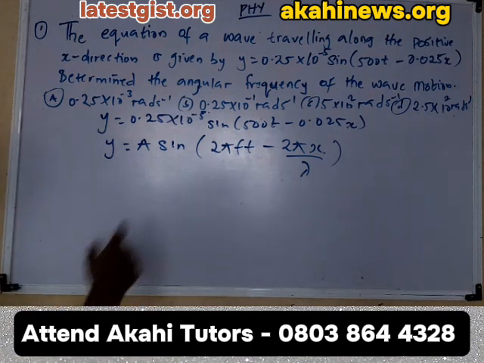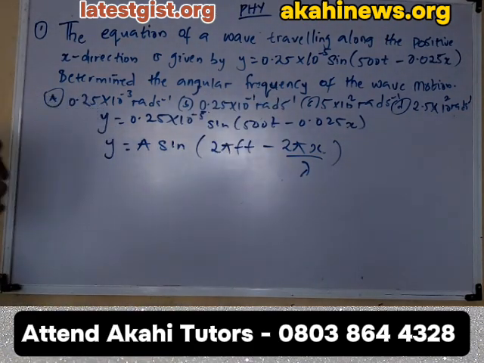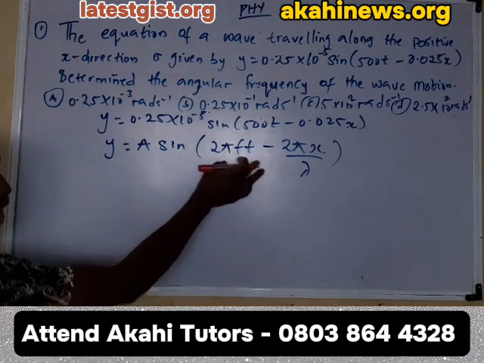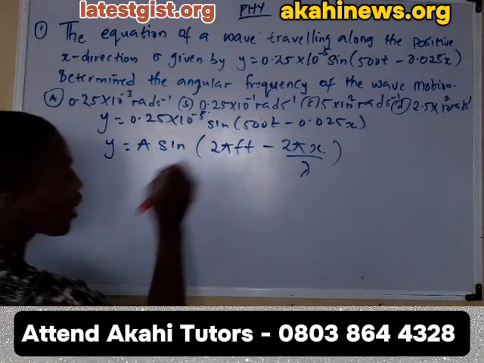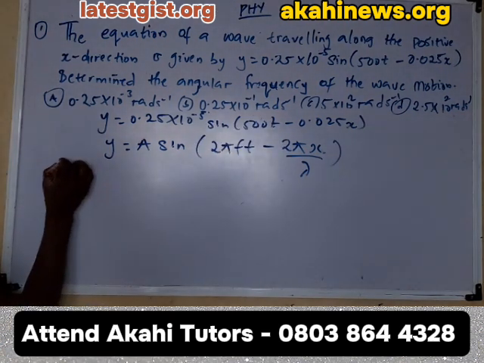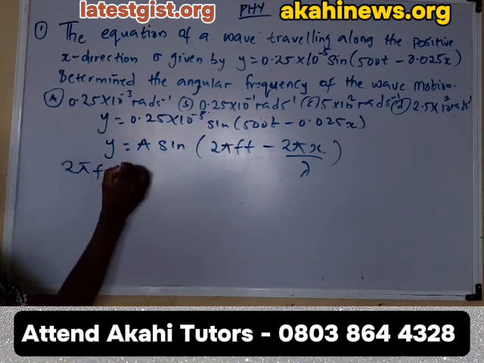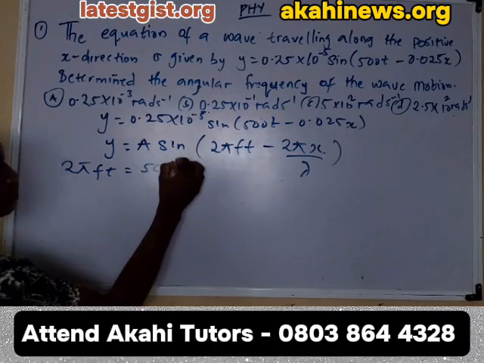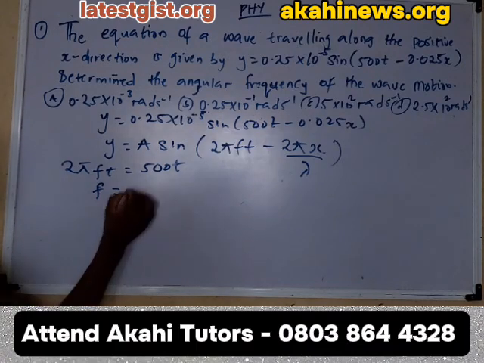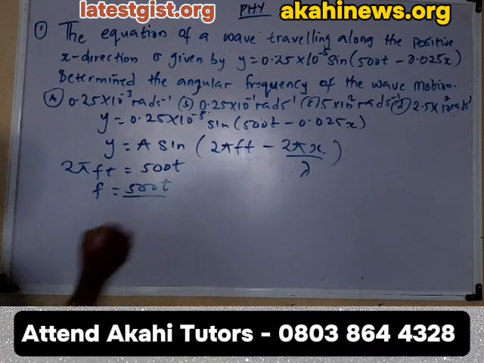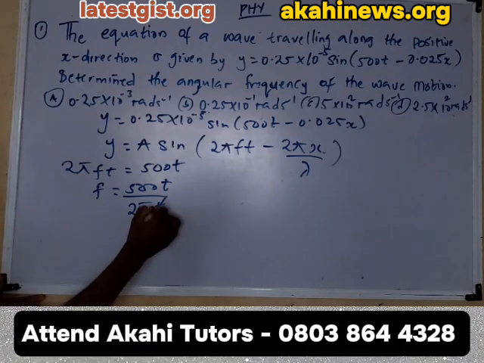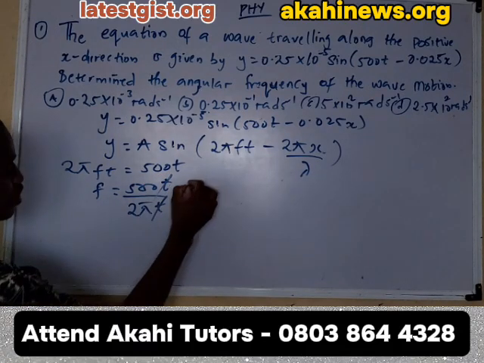But the question asks for the angular frequency, and you know that we have frequency here. We can now say that we can calculate for the frequency. On calculating for the frequency, since we know that this and this are the same thing, we can say 2 pi ft is equal to 5t. And by making frequency the subject of the formula, frequency is equal to 5t divided by 2 pi t. This t we cancel.